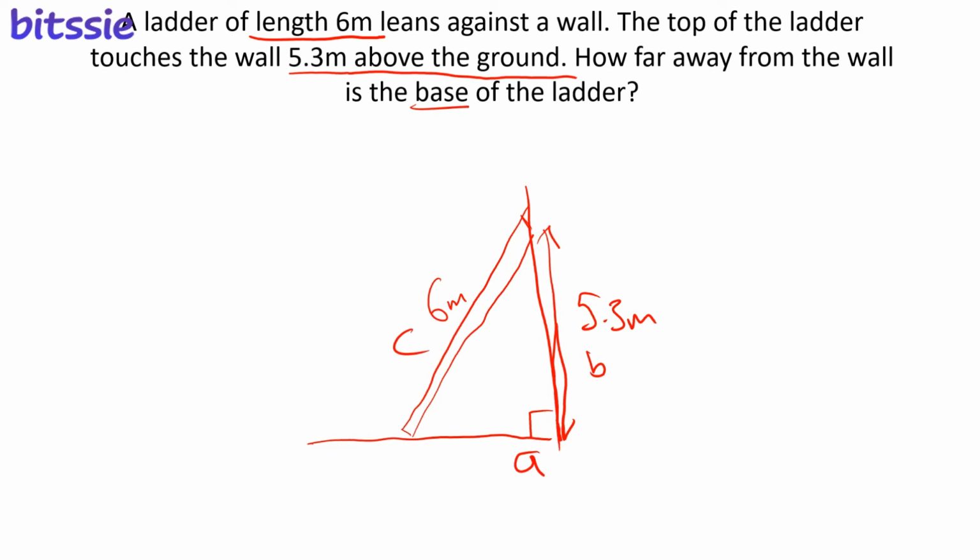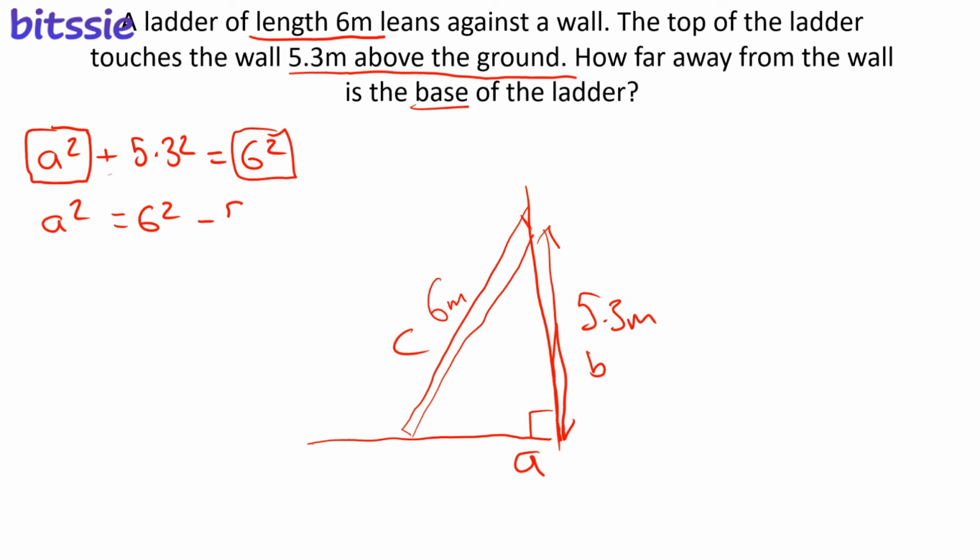Now we have a slightly different equation. A squared plus 5.3 squared is equal to 6 squared. As you notice, this time we don't know the value of A, and we do know the value of C. What we need to do is subtract both sides by B squared to give us A squared is equal to 6 squared minus 5.3 squared. And then square rooting the whole equation gives us A is equal to the square root of 6 squared minus 5.3 squared.